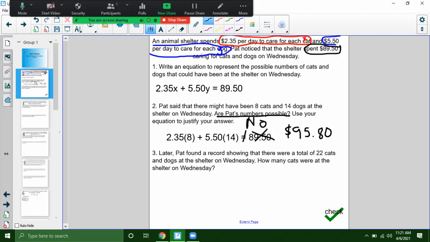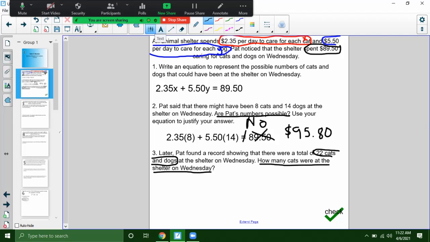The last part says, later Pat found a record showing that there were a total of 22 cats and dogs at the shelter. So we have new information now, 22 cats and dogs at the shelter on Wednesday. How many cats were at the shelter on Wednesday? So, that's our question. We're focusing on the cats.